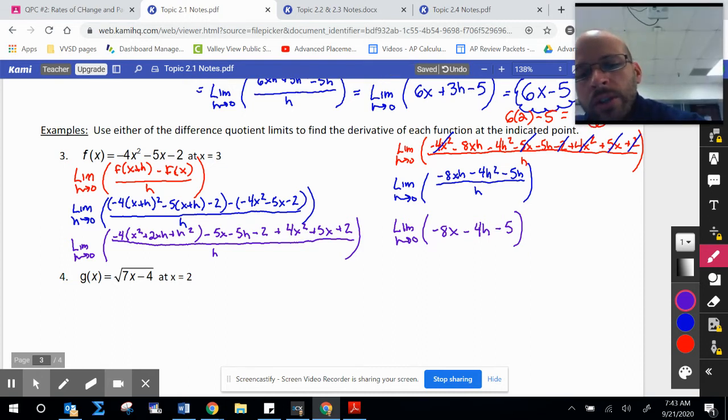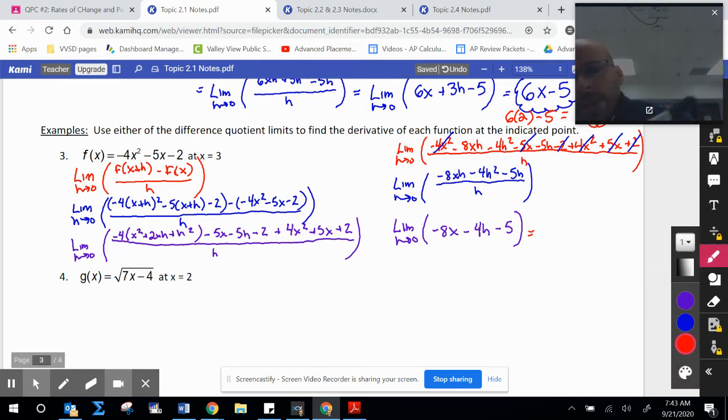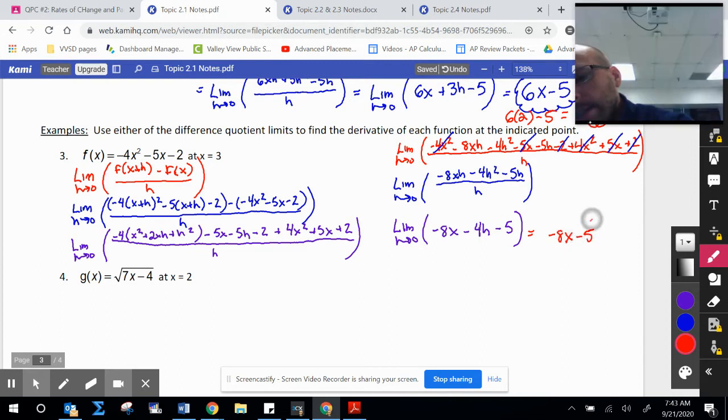Now, a very popular question is, what happens to the 4h? Well, when I do my direct substitution of 0, I don't need the limit anymore because I'm going to evaluate the limit. So this will give me negative 8x minus 5. Okay, so this is the derivative.